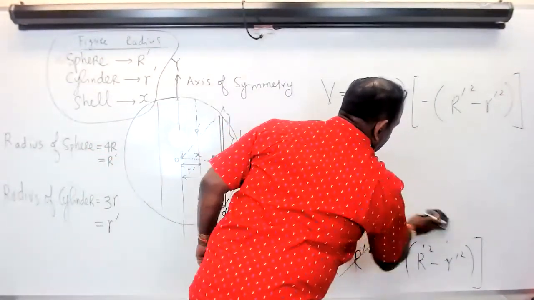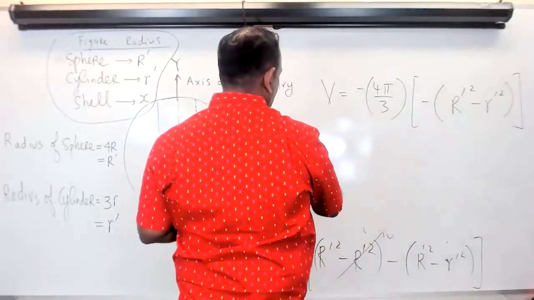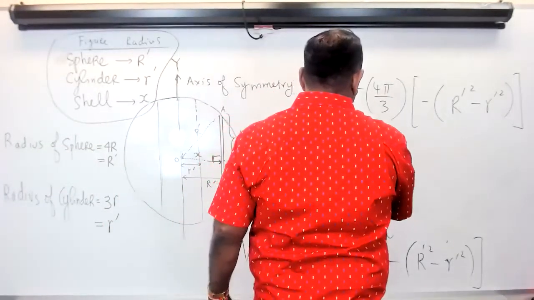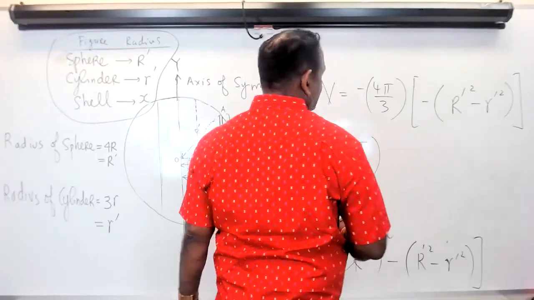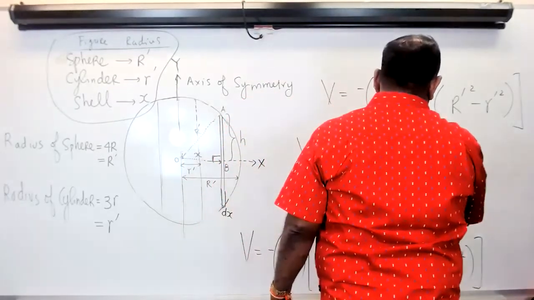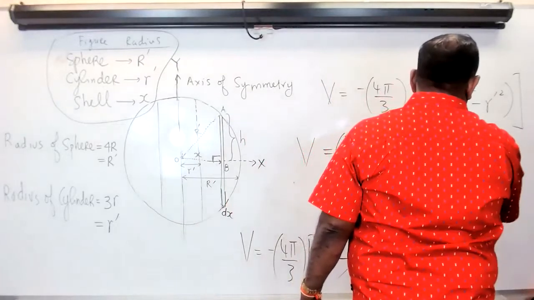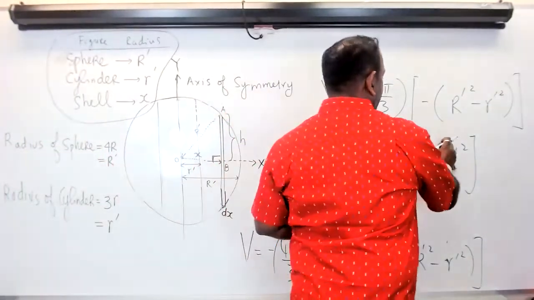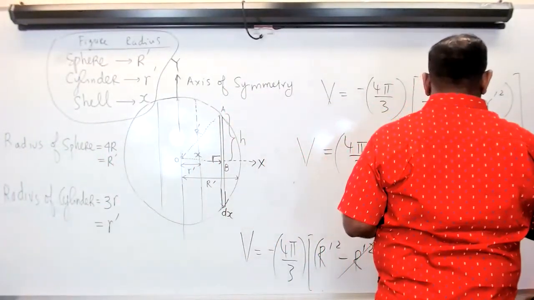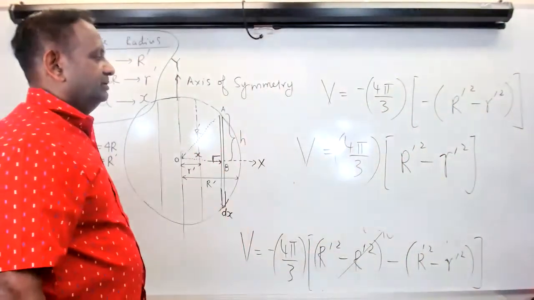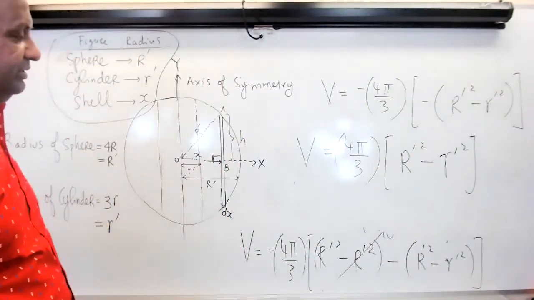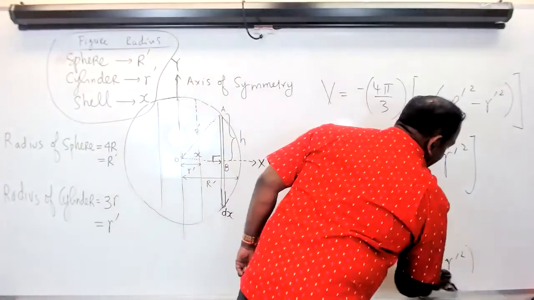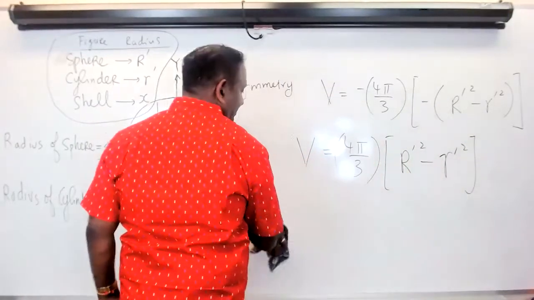Then we're going to go to, see, negative, negative, positive, okay? So 4 pi over 3, r squared, capital R prime squared, small R prime squared. See, capital R prime squared minus small R squared, small R prime squared. See, so we started with capital R prime and small R prime. So we ended up with that one.